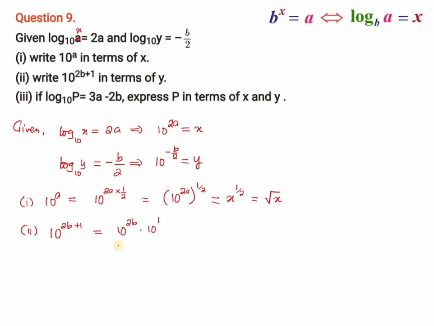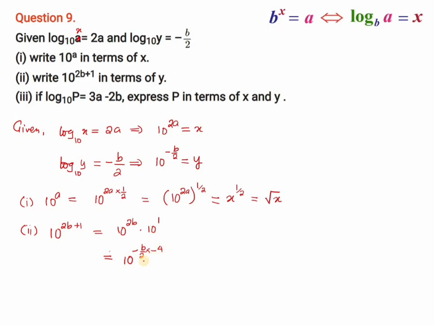Yeah, so then this is equal to, now can I write this as 10 to the power, okay, so by the way, in order to introduce your y, you need to have 10 to the power minus b by 2. Suppose if I write this as 10 to the power minus b by 2, then you need to multiply by which number? By which number will you multiply in order to get 2b? You will multiply by minus 4.